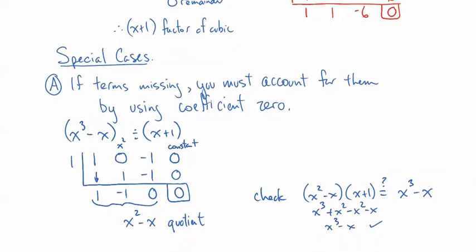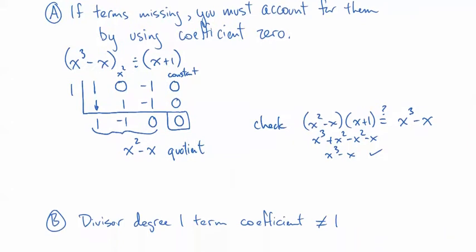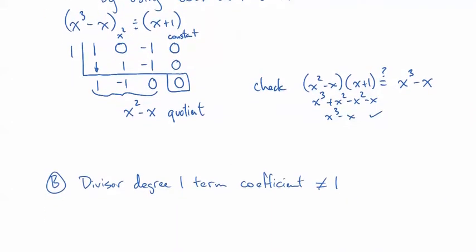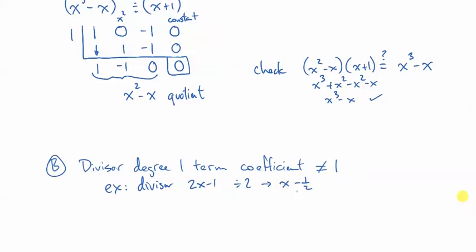All right, there's another special case. The other special case is a divisor with a degree 1 term coefficient that isn't 1. So far my divisors were binomials, degree 1, and they had a coefficient of 1. For example, of special case B, what if my divisor was 2x minus 1? The coefficient here is not 1. What I'm going to do is I'm going to divide by 2. That leads to x minus a half. And now I'll work with this.